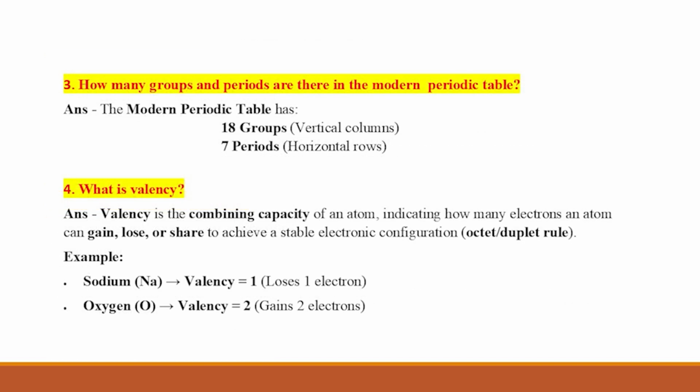3. How many groups and periods are there in the modern periodic table? Answer. The modern periodic table has 18 groups (vertical columns) and 7 periods (horizontal rows).